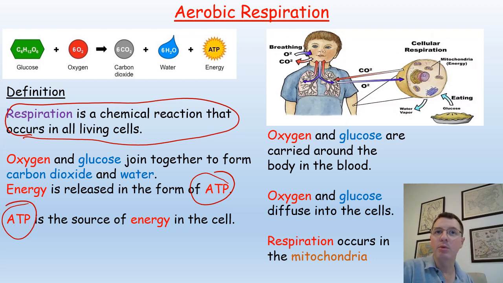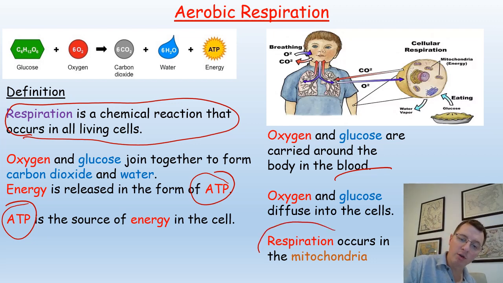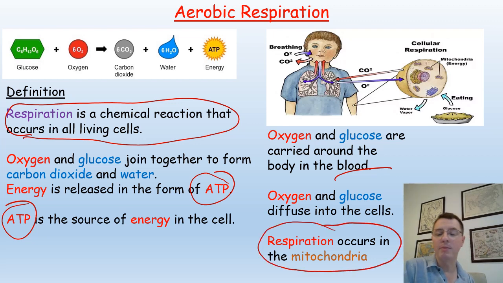So any chemical reactions that need some energy in a cell, that energy will come from ATP, and ATP carries that energy around the cell. How do the oxygen and the glucose actually get to the cells? Well, oxygen and glucose are carried around the body in the blood, and can then diffuse from the blood into the cells which need to carry out respiration. And respiration occurs in the mitochondria. You might remember that from our cells video.